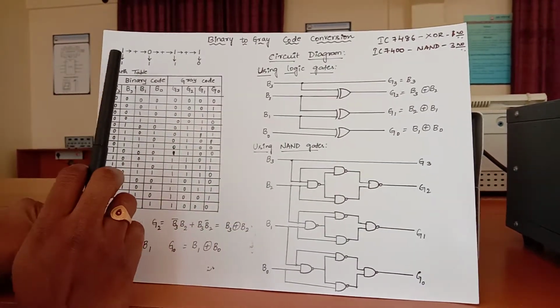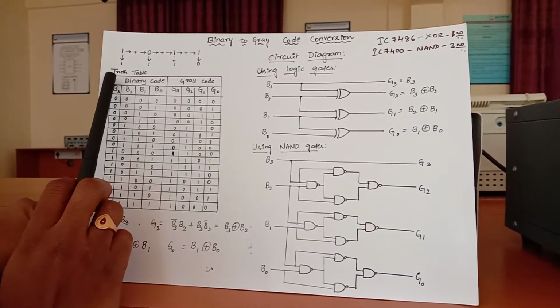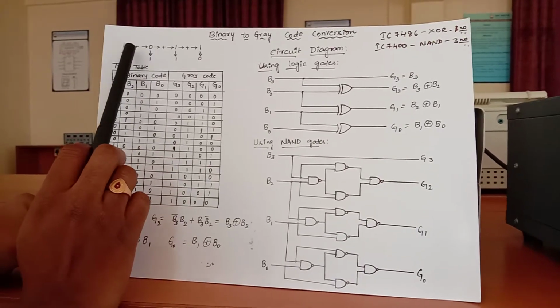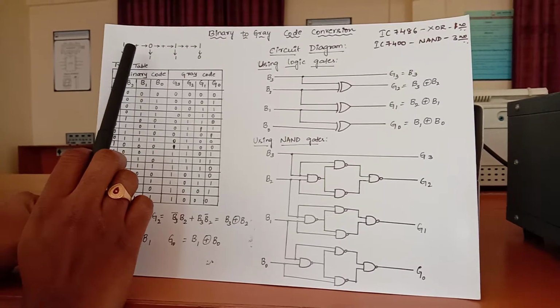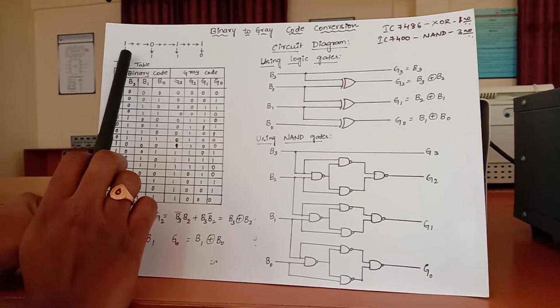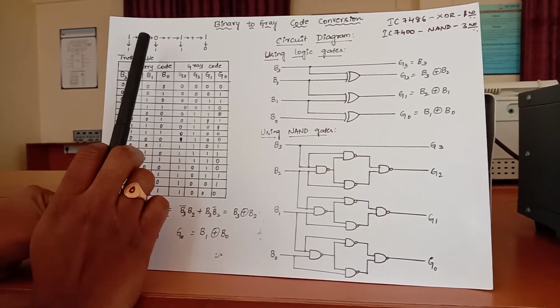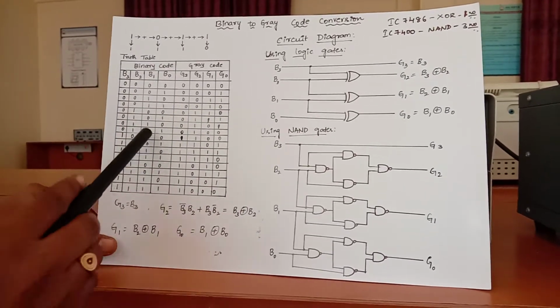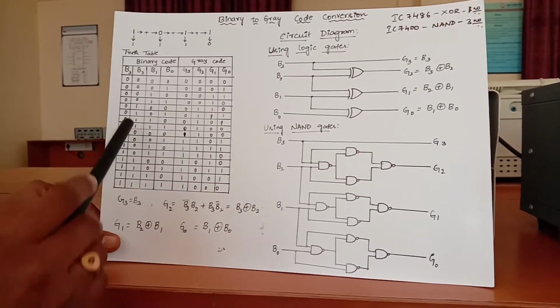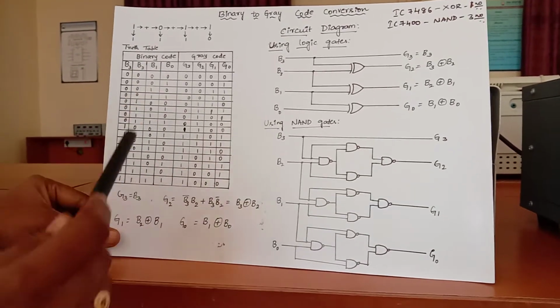That is, the MSB bit is retained as it is. Then to get the next bit we do the logical sum. It is not a logical OR gate we are using, it is a logical sum we are going to do. So we will get this bit. So let us take the binary code input. You can see here we have written from 0 to 16.